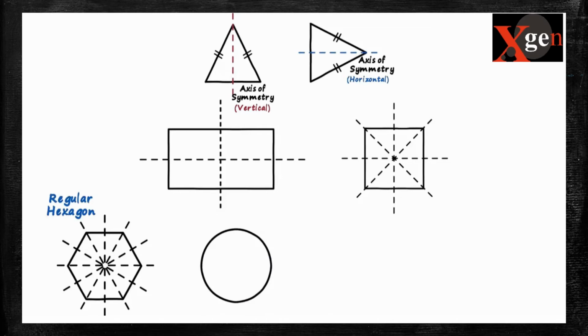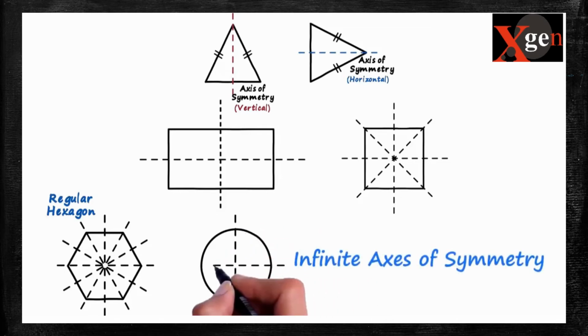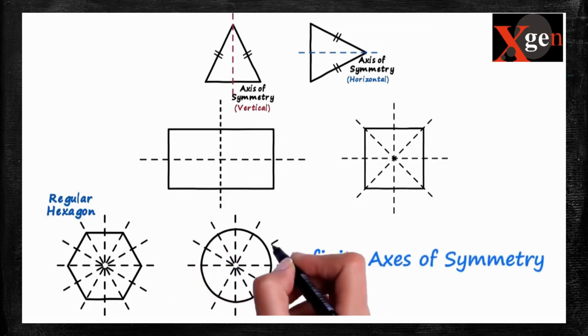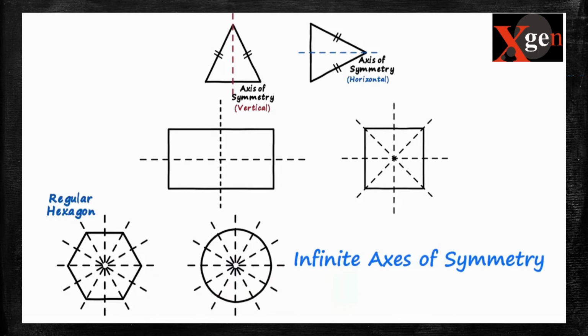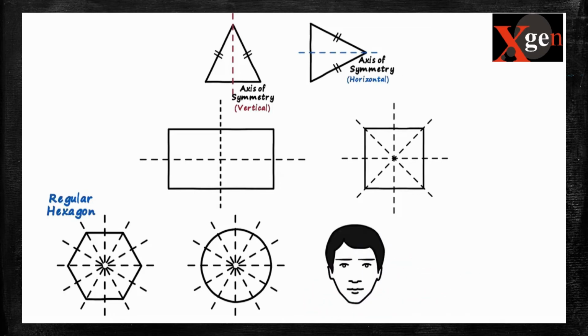And a circle, on the other hand, has infinite axes of symmetry. No matter how we draw the line passing through the center, the two parts formed will always fold perfectly along that line. Did you know that nature loves symmetry? The best example of symmetry in nature would be that of a human face. It has a vertical axis of symmetry.